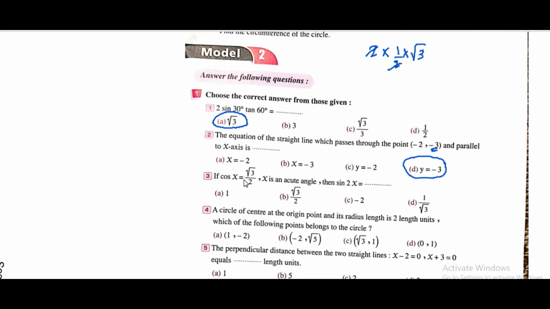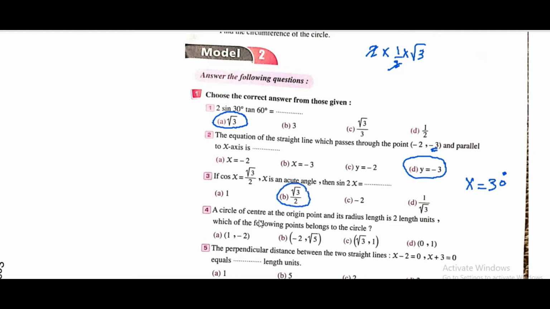Cosine x equals root 3 over 2. So sin 2x. Shift cosine of root 3 over 2, x will be 30 degrees. X equals 30 degrees. We have sin 2x, which is sin 2 times 30, so sin 60. Sin 60 equals root 3 over 2.